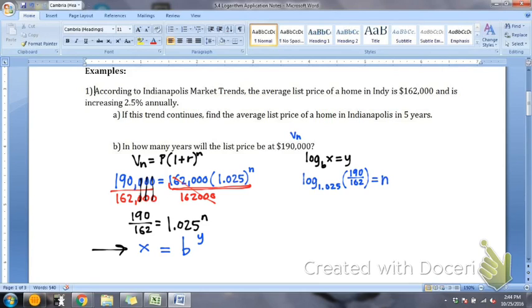Now, it would be great to be able to use our calculator, but what's the problem with using our calculator at this point? Why can't I put log 1.025 in my calculator? Okay, it has to be log 10. And how do we make this become log 10? I wish we had just talked about this. Oh, come on. Last day.